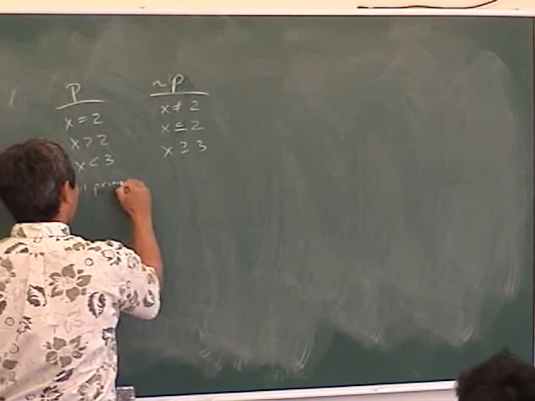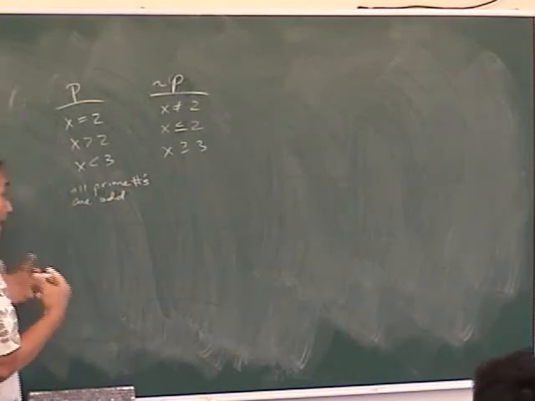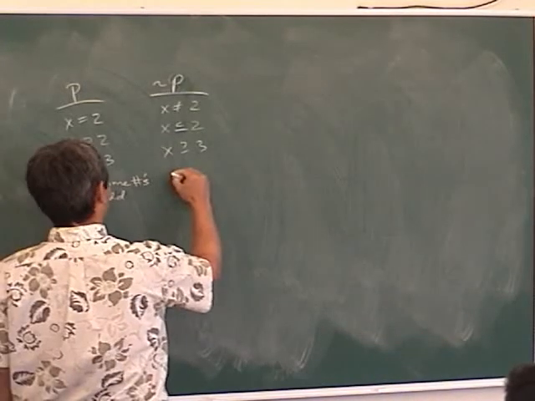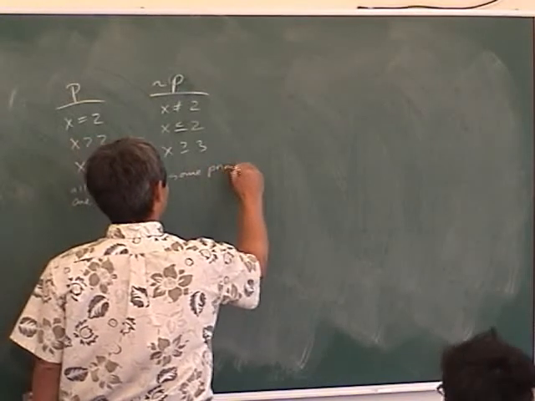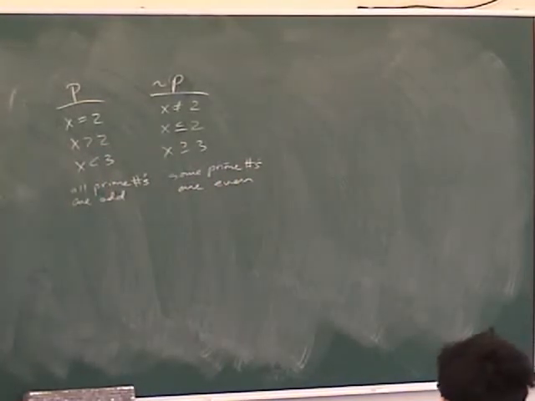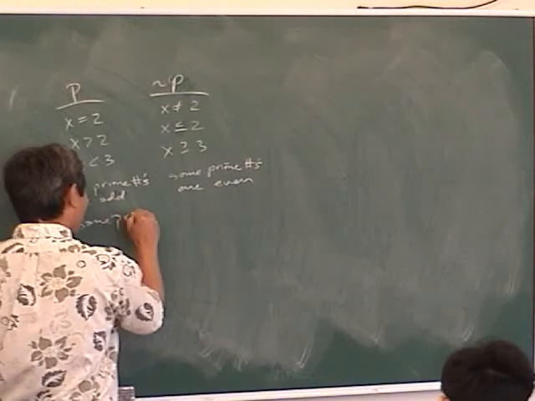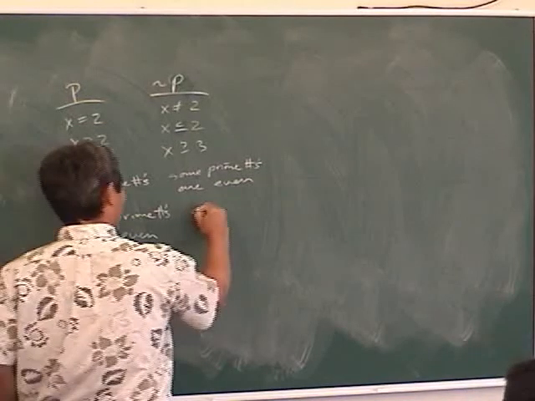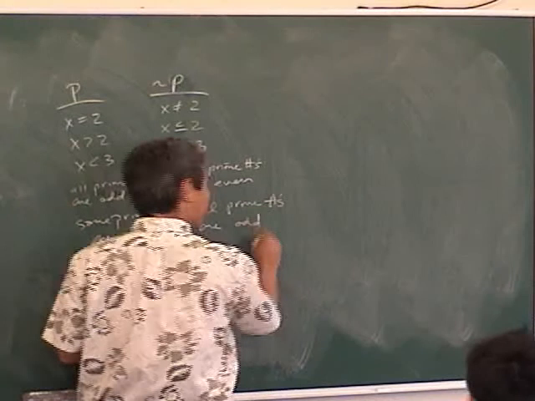All prime numbers are odd. What would be the negation of that? One way of thinking about it is, if somebody made this statement, what would you have to do to prove that person wrong? Some prime numbers are not odd, which is even. Just remember, the negation of all is going to be some. The negation of some is going to be all. Some prime numbers are even. All prime numbers are odd. Yeah, so it would be all prime numbers are not even, which would be odd. You guys get it?